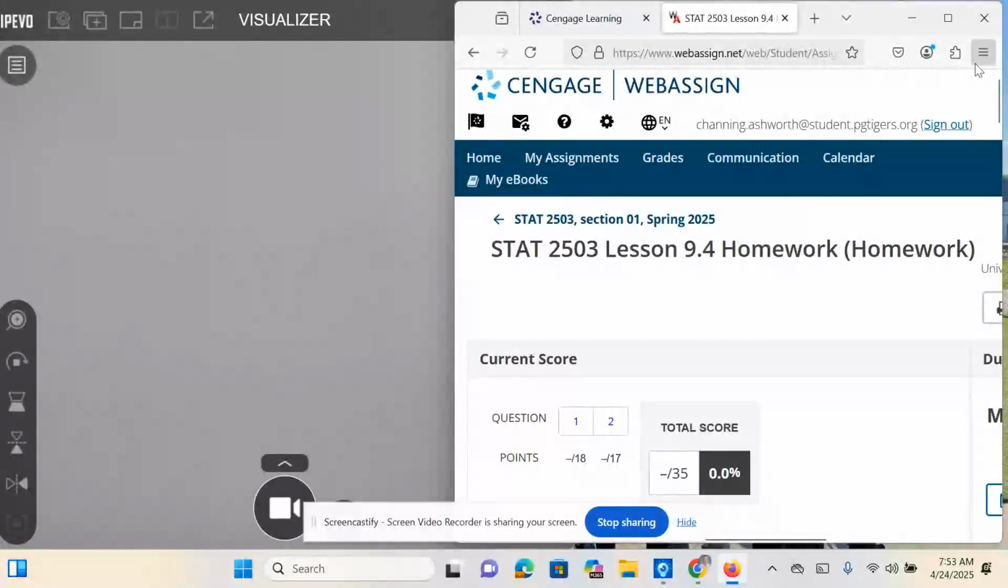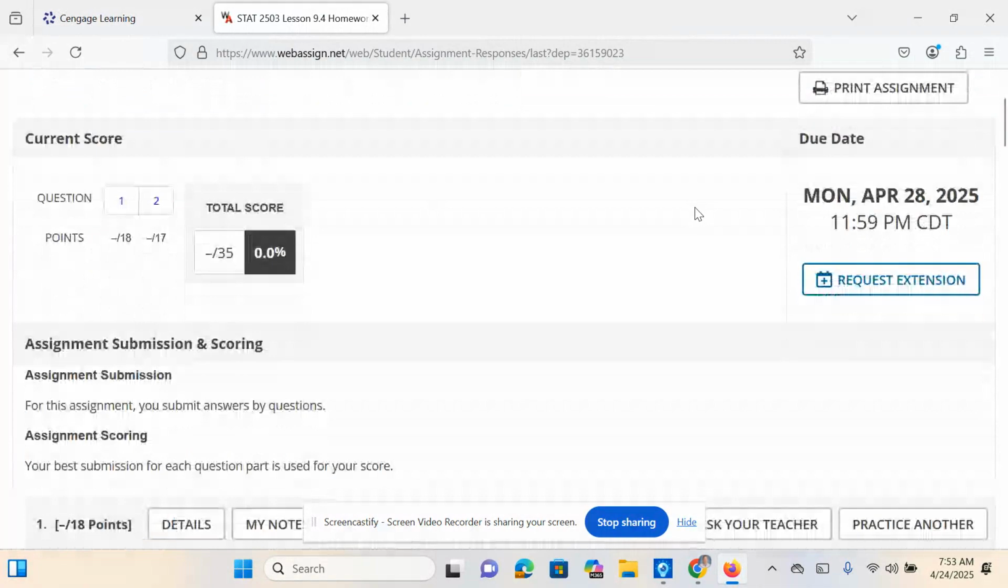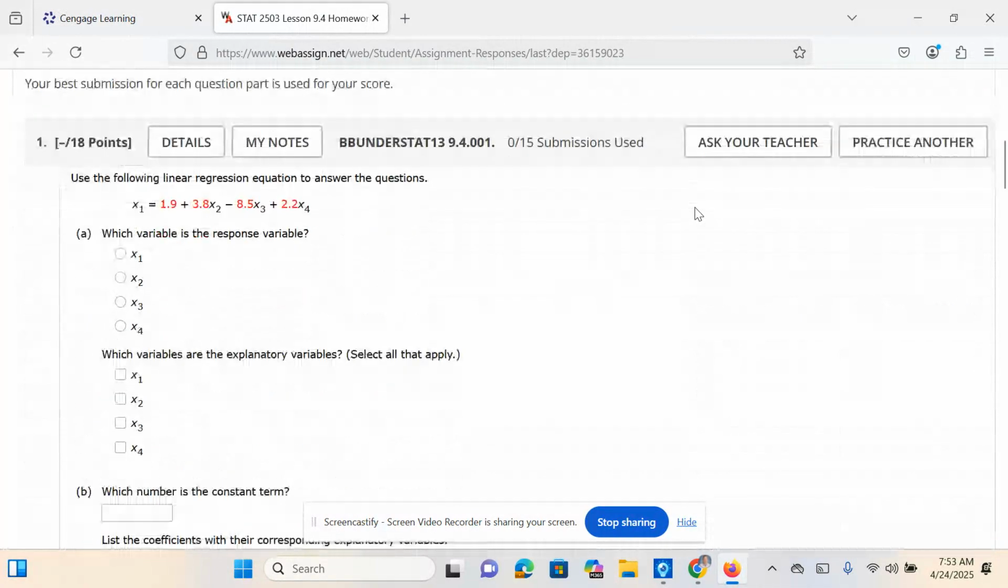All right, lesson 9.4 homework. Let's look at number one. The following is a linear regression equation. Use the following linear regression equation to answer the questions. Now, this is called multiple regression. What does that mean? We have multiple variables involved in the model.